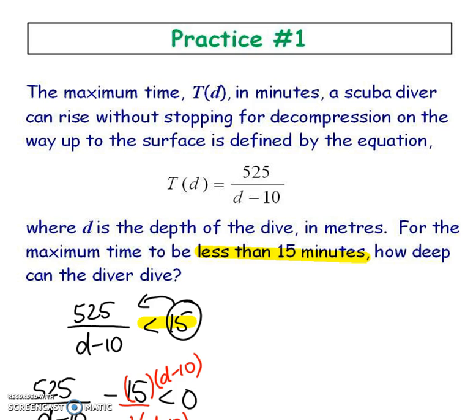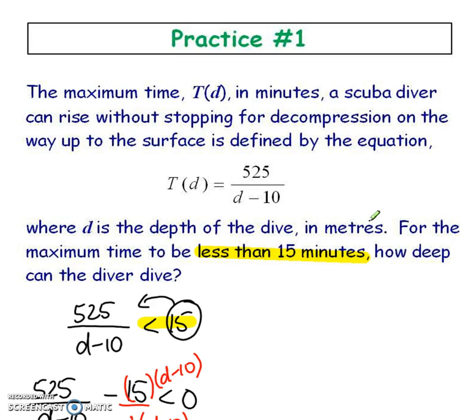Let's take a look at a word problem. The maximum time, t at d, in minutes, a scuba diver can rise without stopping for decompression on the way up to the surface is defined by this equation, where d is the depth of the dive in meters. Okay, so what they're talking about is usually when you're scuba diving and you go into very far depths, the pressure on you is going to change. So the deeper you go into the water, the more pressure is acting on you.